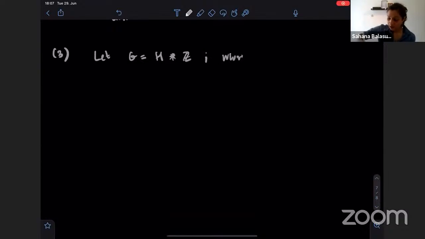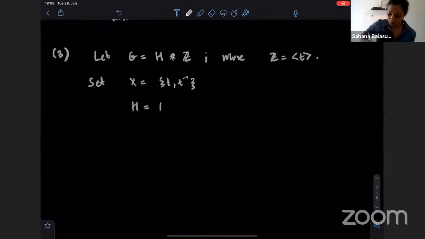Okay, but what's an example of something that is hyperbolically embedded? Well, that's going to be example 3. And at one end of the spectrum, if you have direct products, at the other end of the spectrum, you have free products. So I'm going to take G to be equal to H, free product with Z, where again, I let the generator of Z be the letter T. And again, I set my X to be equal to T and T inverse, and I choose the subgroup H, which is exactly the subgroup in this free product.